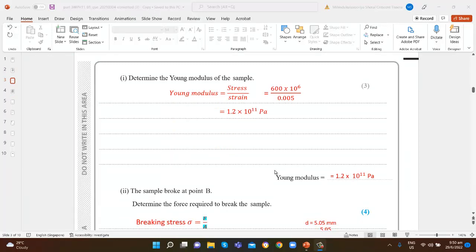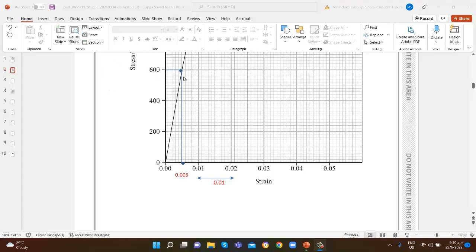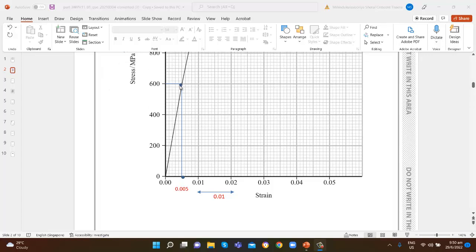Part 1. Determine the Young modulus of the sample. Young modulus equals stress over strain. So you have to find what the stress and strain are for this. Go to the graph and find the straight line part. So this is the straight line part obeying Young's modulus.